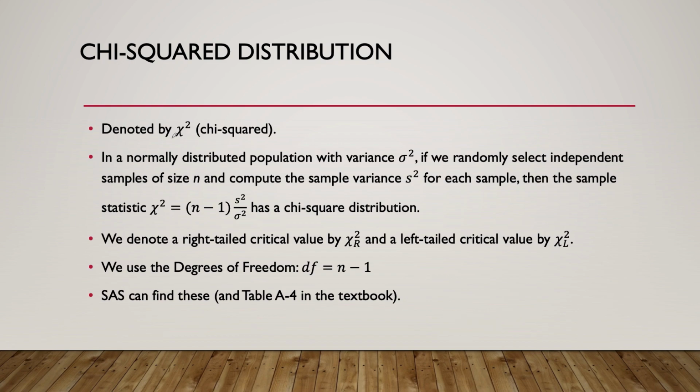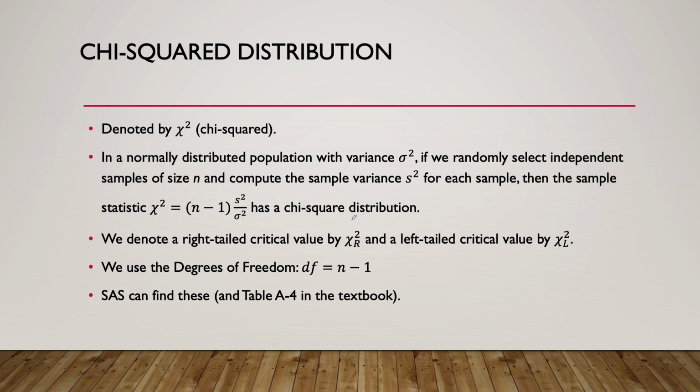In a normally distributed population with variance sigma squared, if we randomly select independent samples of size n and compute the sample variance s squared for each sample, then the sample statistic chi-squared is equal to n minus 1 times s squared divided by sigma squared. Well, I should actually say these are not standard deviations. The chi-squared test statistic is n minus 1 times the sample variance divided by the population variance.